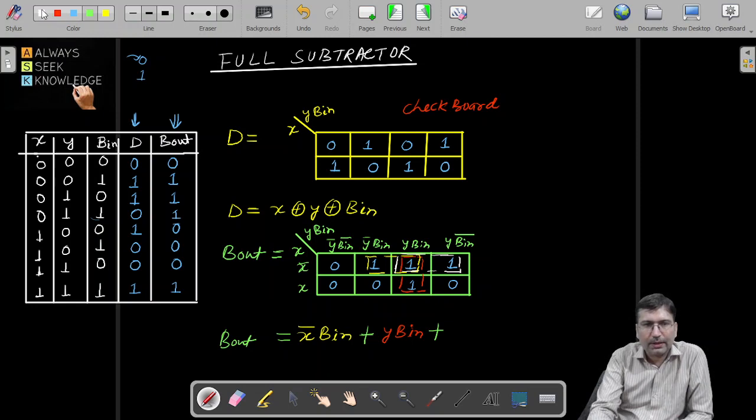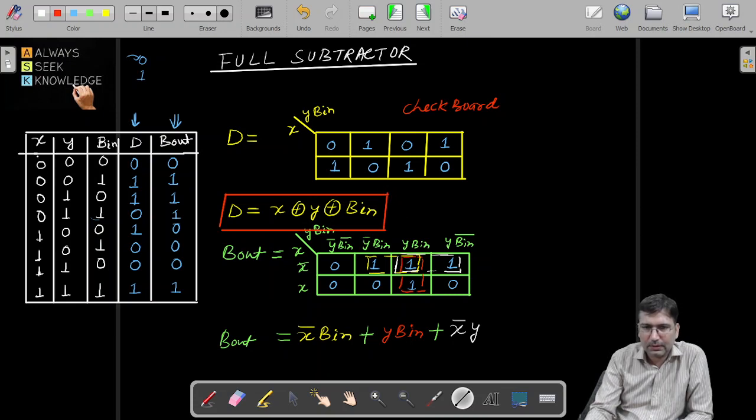Another group is in white, so let me write in white. It will give us X bar, and here B in is changing, so X bar Y. So this will be the expression for B out, and this will be the expression for difference. So please do remember, you can form the circuit for this. It is not very difficult.